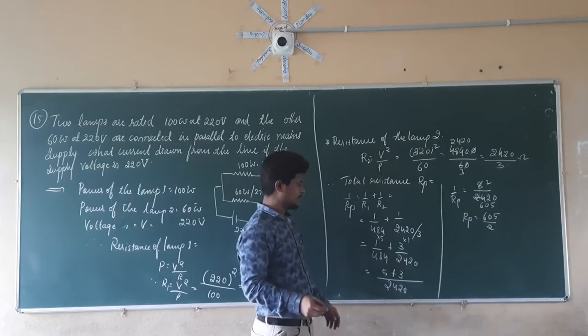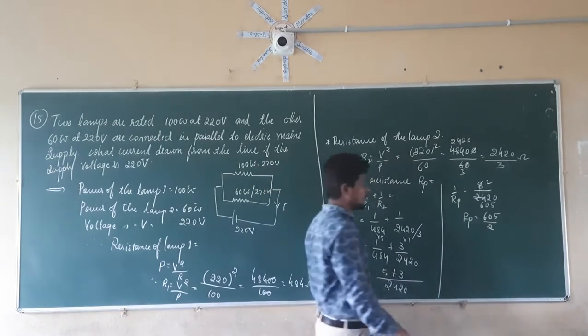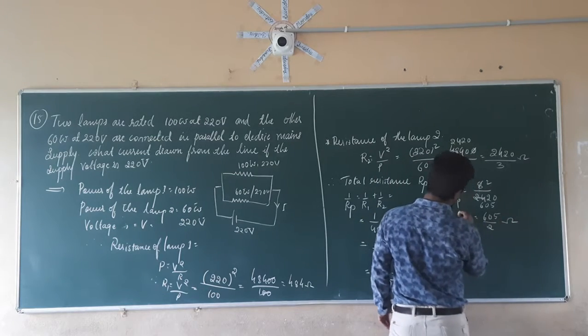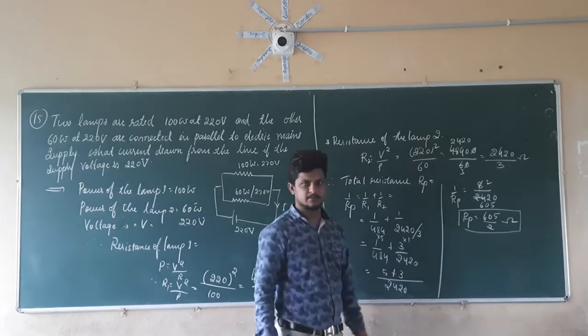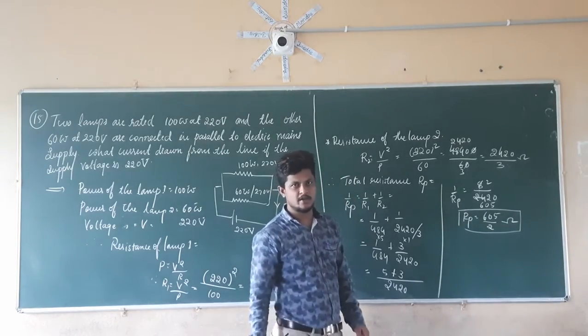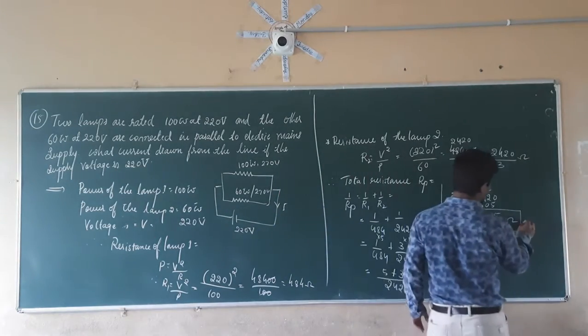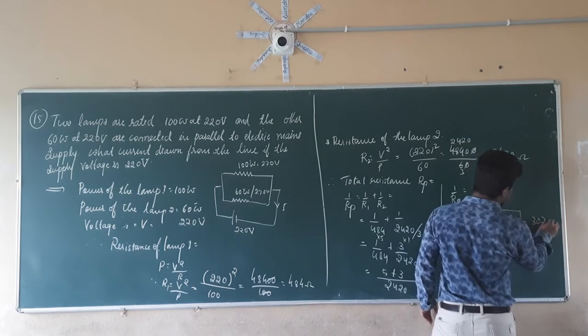RP is equal to 605 divided by 2 ohms, or it is equal to 302.5 ohms. You can write it that way also: 302.5 ohms.